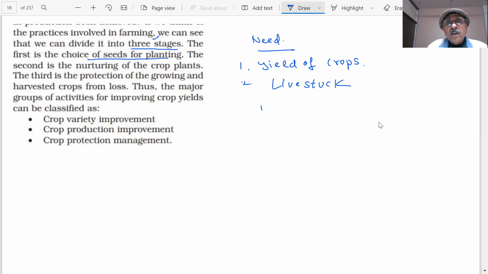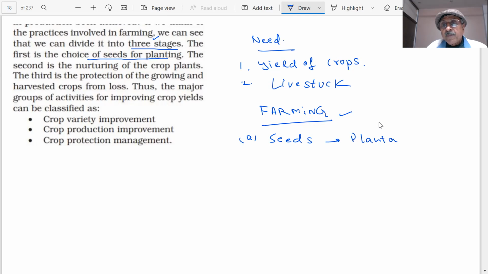How do you do farming? How is farming done? Farmers, what do they do? First, they have seeds, students. First is the choice of seeds. Then the plantation of the seeds. And after the seeds are planted, what do you do? You have to nurture the crop plants.